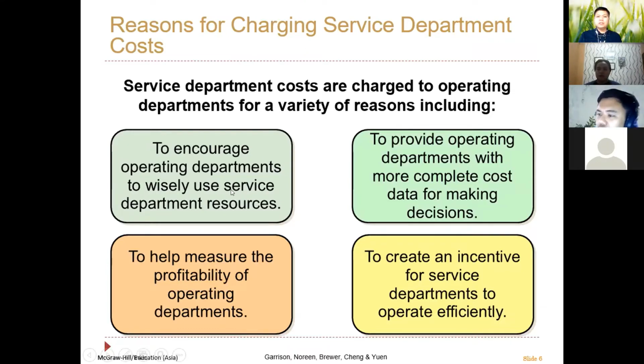What are those reasons? One, to encourage operating departments to wisely use service department resources. Number two, to help measure the profitability of operating departments. Because if no one will absorb the costs of the service departments, how shall they be treated? So we must distribute them to provide operating departments with more complete cost data for making decisions and to create an incentive for service departments to operate efficiently.